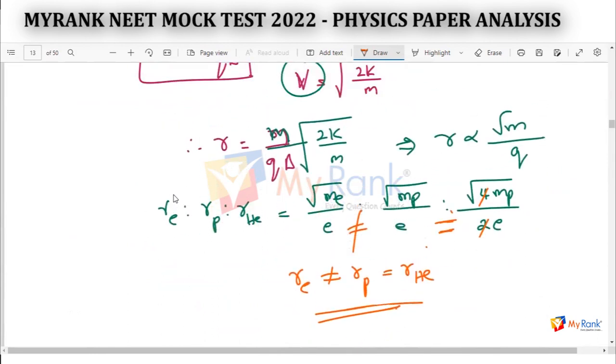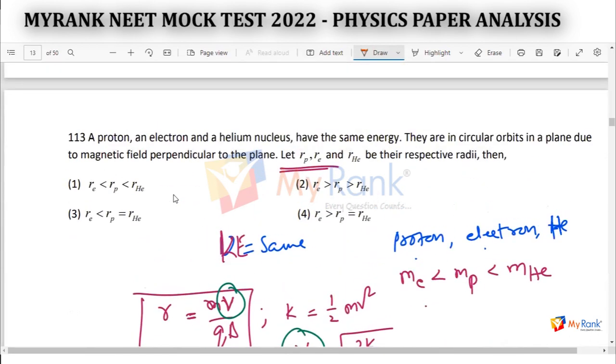Not equal, and we can write it as less than also, no? Less than, definitely, because mass of electron is less than mass of proton. So see the third option here: radius of electron is less than radius of proton, which is equal to radius of helium.